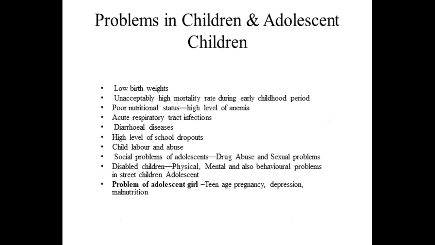If we see the problems in child and adolescent in Pakistan, the most common problem in newborns is low birth weight babies, unacceptably high mortality rates during the early childhood period, poor nutritional status which leads to a high level of anemia in child, acute respiratory tract infection, diarrheal disease, high level of school dropouts, child labor and abuse. Social problems of adolescents include drug abuse and sexual problems. Disabled children have physical, mental and behavioral problems, as do street children and adolescents. Child violence and abuse are now very common in developing countries. And for adolescent girls, the problems are teenage pregnancy, depression and malnutrition.